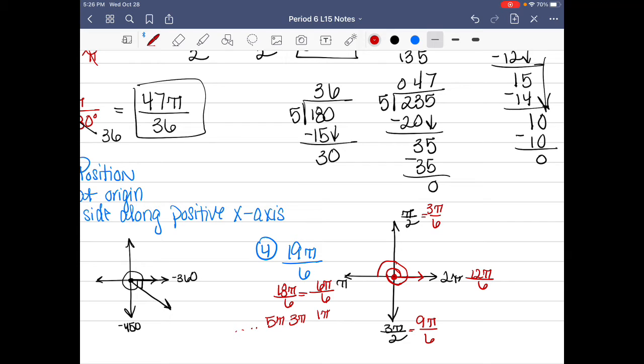Maybe I should erase this and actually count it from the start for you guys. That might be nice to see. So here we're at 6 pi over 6, 12 pi over 6, 18 pi over 6, and then 19 would be just like one more after. So this one would be hanging out in quadrant 3.